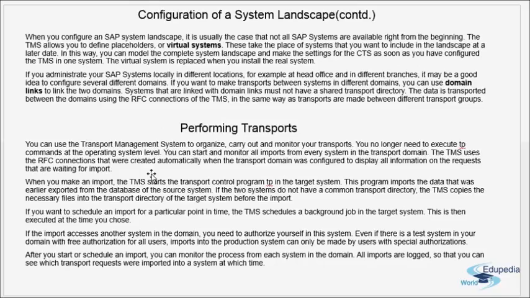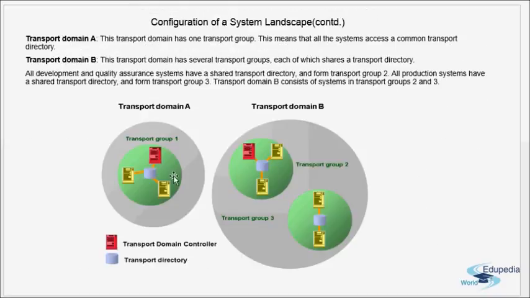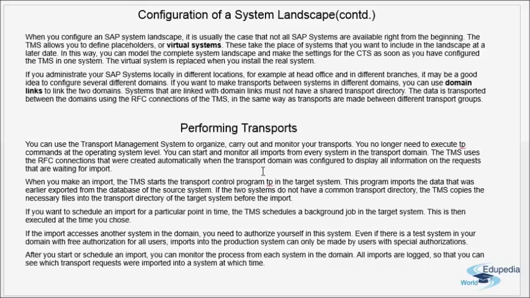The next thing we learned about is domain links. You can communicate between two domains using domain links, which are established via RFCs. Then we learned about virtual systems. Initially you create virtual systems in your TMS, and later, when you develop the actual systems, these virtual systems are replaced by the real systems.